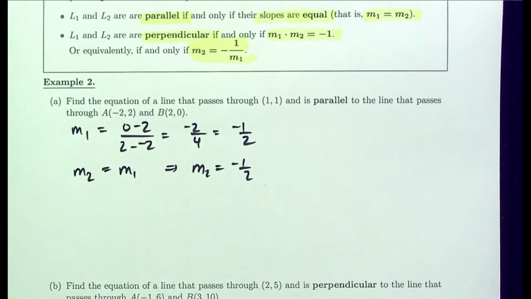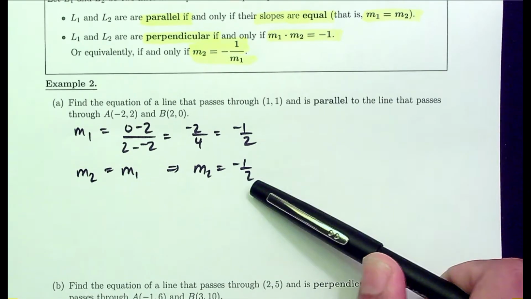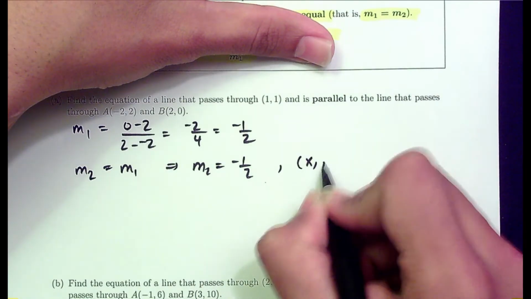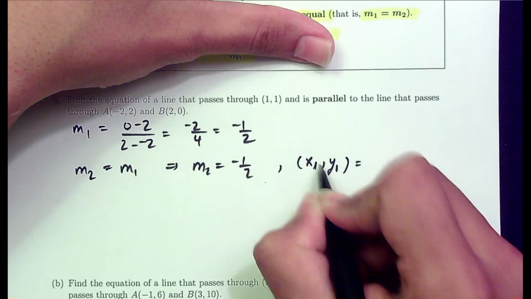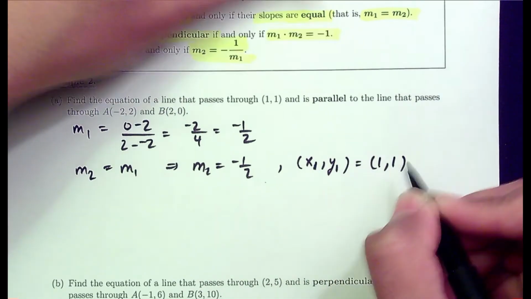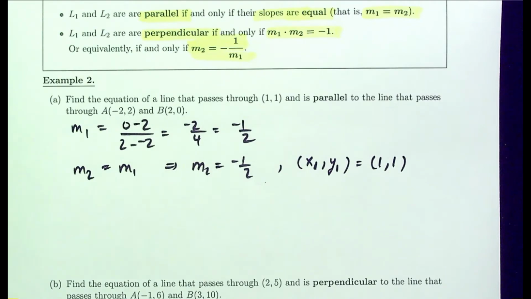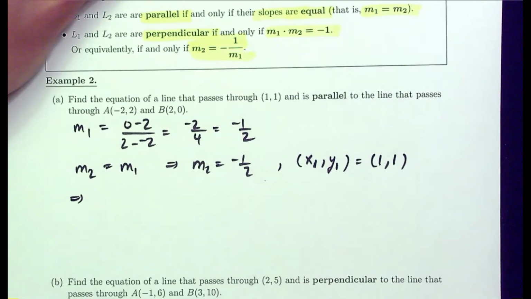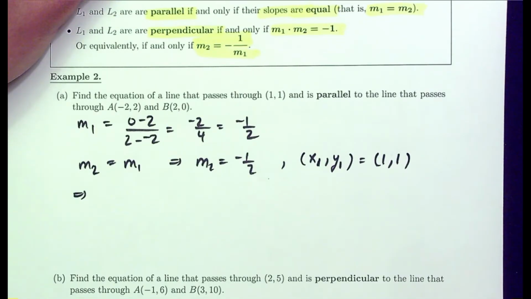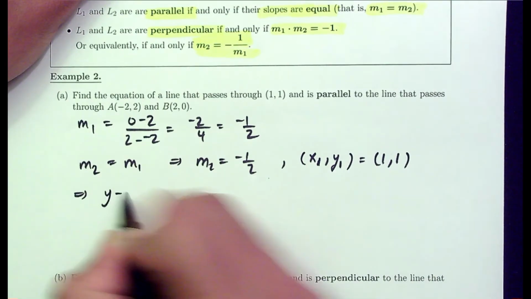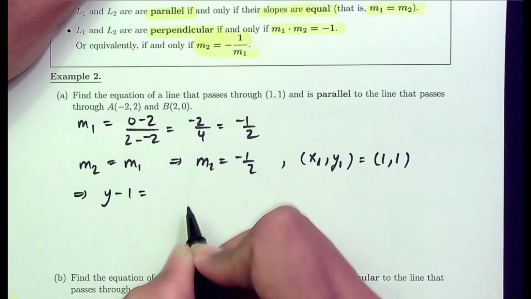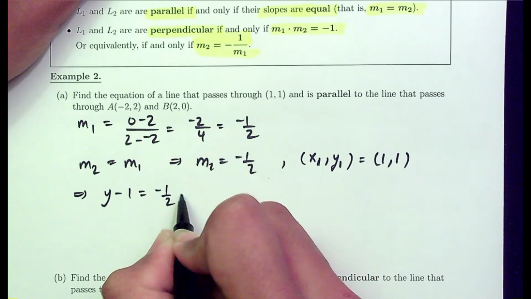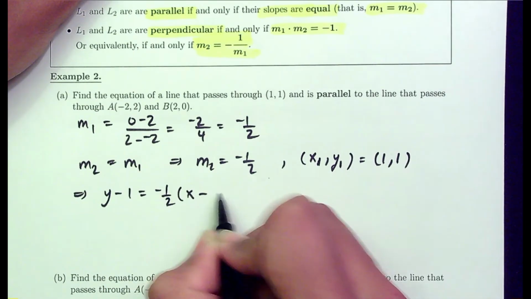Okay, and now we have the slope of the line that we really want, and we have this point. We have the point x1, y1, which is 1, 1. So we have a point and we have the slope. And now using the formula, we can immediately write down the equation of the line. We're going to use the formula y minus y1 equals m parentheses x minus x1. So we're going to get y minus y1 equals m. This is our m right here, negative a half, times x minus x1, and x1 is 1.